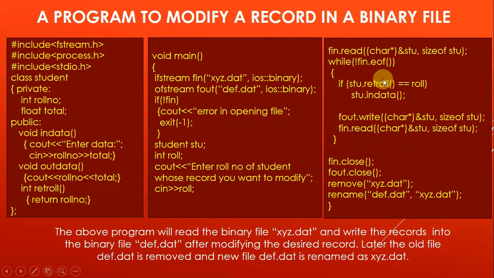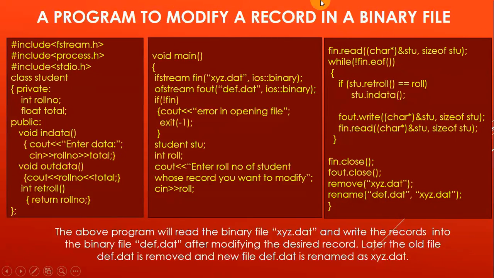Now when the end of file is reached, when all the records of xyz.dat are read, I will close both fin and fout, both the streams will be closed, and then I will remove my old file xyz.dat and rename my new file def.dat to xyz.dat. So now the new name of def.dat is my old name xyz.dat.